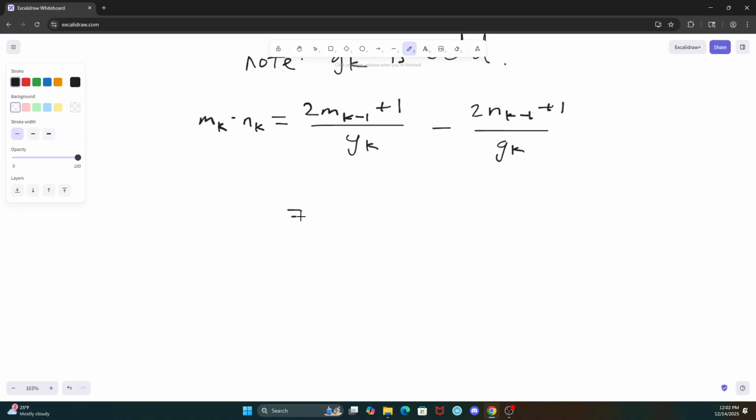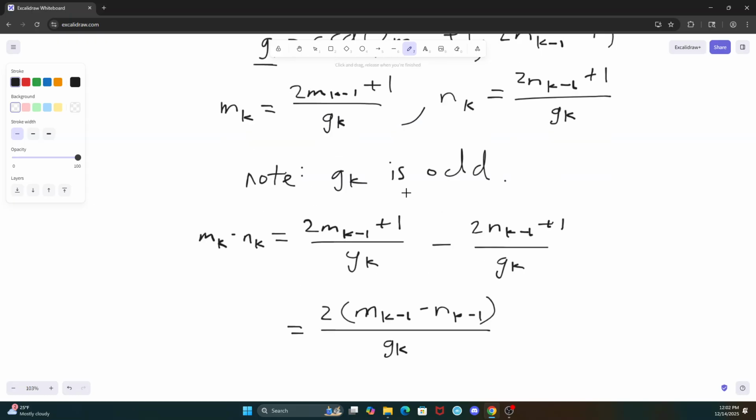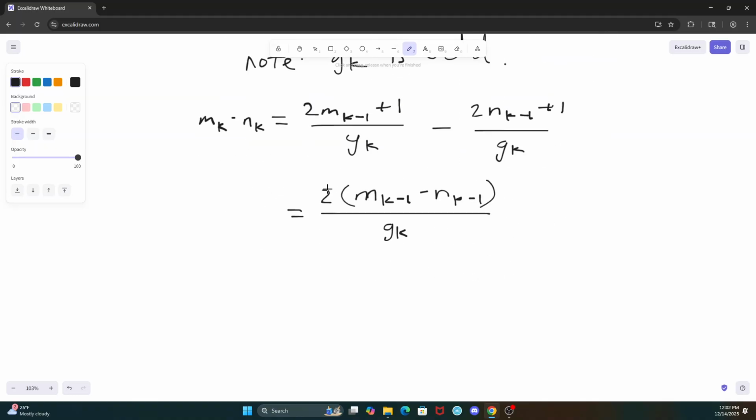This equals, combining them, 2 times n sub k minus 1 minus n sub k minus 1 all over g sub k. Right, and this is monovariant in a way where if we ignore dividing by this g sub k term, the difference is always doubling, right? And combined with the fact that g sub k is odd, it can't divide a power of 2. So this motivates the idea of looking at this difference as a power of 2 times an odd integer.